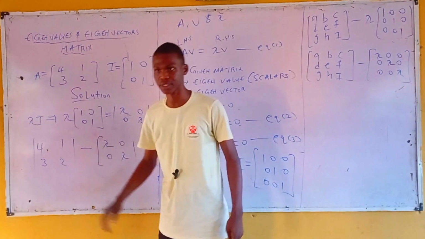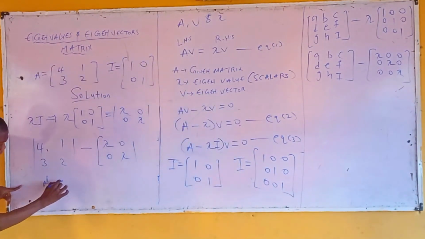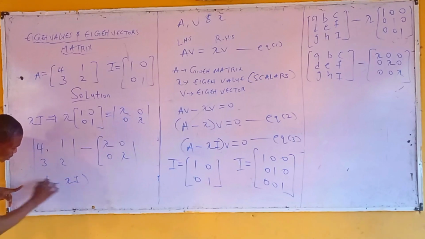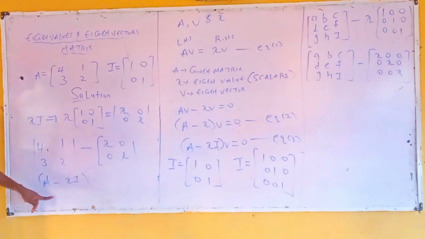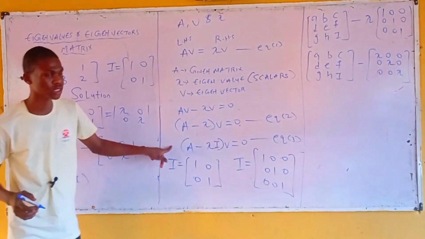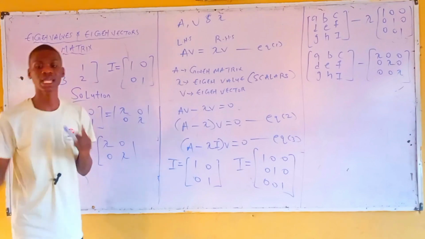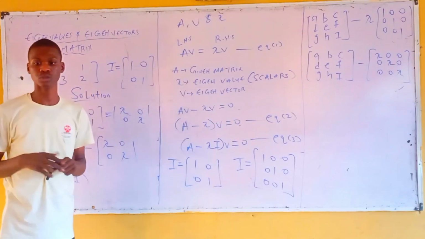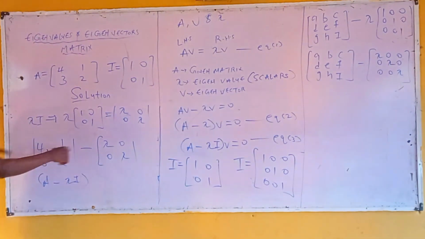Let's consider this first. That is, I'm considering A minus lambda I. If I know the value of this, after calculating the eigenvalue, I'll come back to equation 3 to use my V, which is my eigenvector. So in that case, V becomes the unknown. But let's see how it works. Now let's solve. Subtract. What do you have?